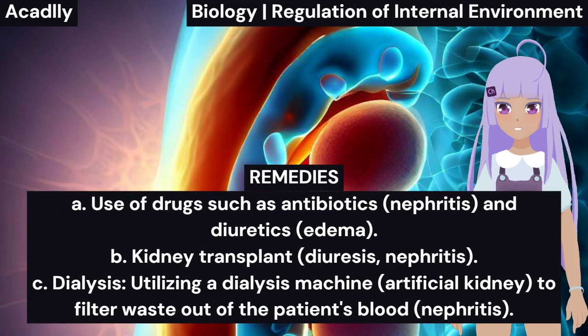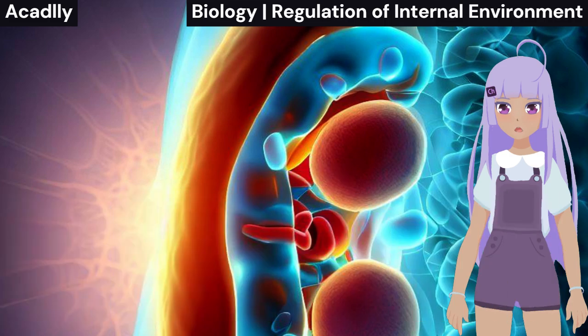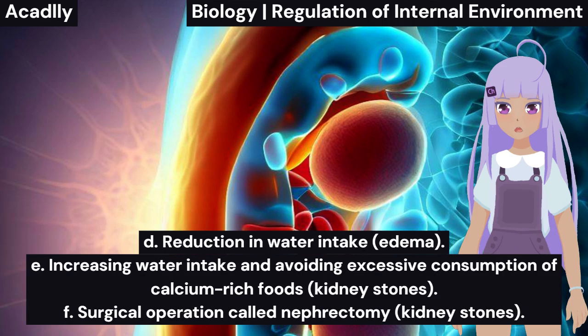Remedies. A. Use of drugs such as antibiotics, nephritis, and diuretics, edema. B. Kidney transplant, diuresis, nephritis. C. Dialysis. Utilizing a dialysis machine, artificial kidney, to filter waste out of the patient's blood, nephritis. D. Reduction in water intake, edema. E. Increasing water intake and avoiding excessive consumption of calcium-rich foods, kidney stones. F. Surgical operation called nephrectomy, kidney stones.